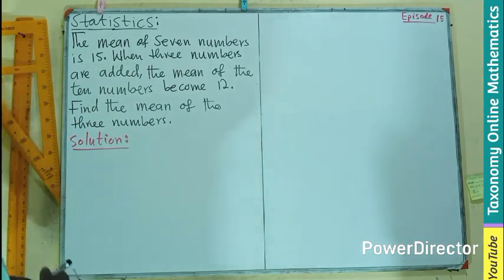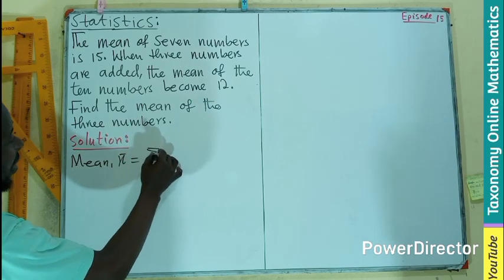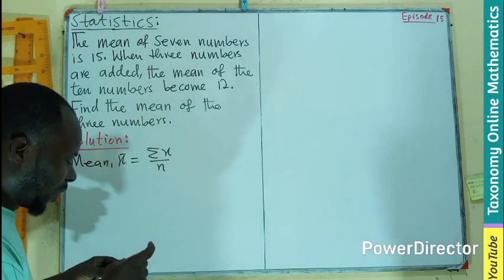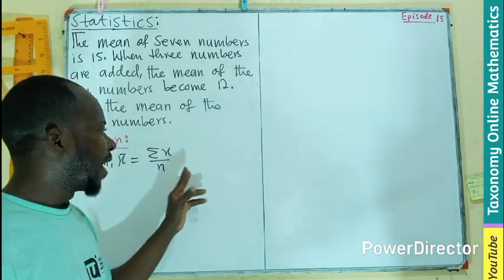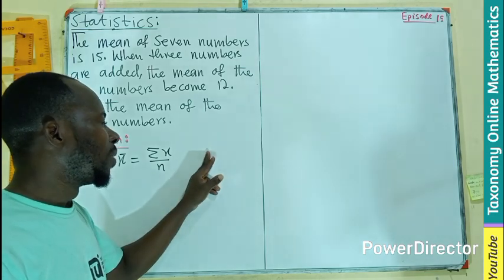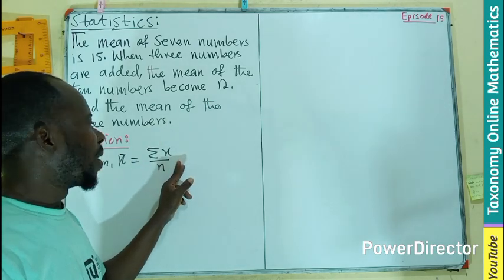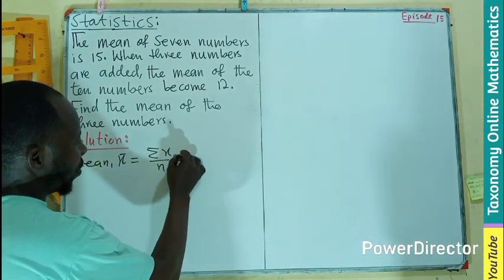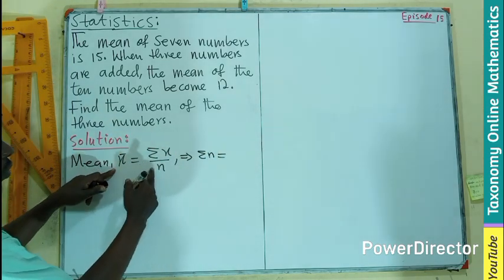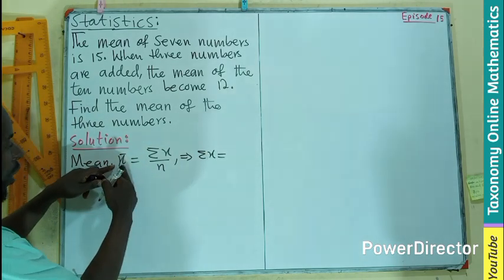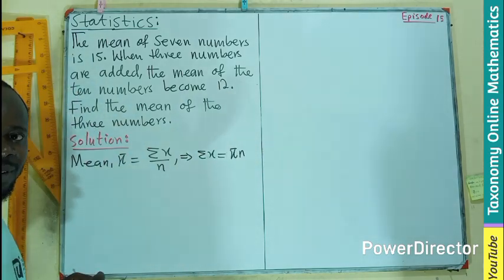So we have to bear in mind that the mean is given by sigma x over what? N, which in word form we can say is the sum of the entries divided by the total entries. So if the sum divided by the total equals the mean, it means I can make the sum the subject, whereby the sum of x will be equal to the mean times what? The number of entries. Is that okay?